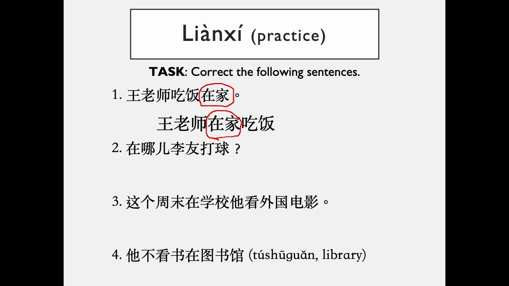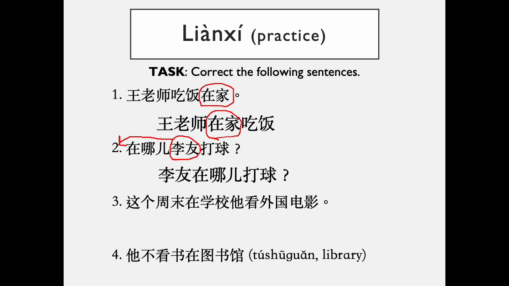Hopefully, you notice that the subject isn't in the right spot. The subject needs to be at the beginning of the sentence before the preposition 在. So how should this appear? It should look like this. 李友在哪儿打球? So where does Leo play ball? Subject first, 李友, followed by the preposition 在哪儿打球?